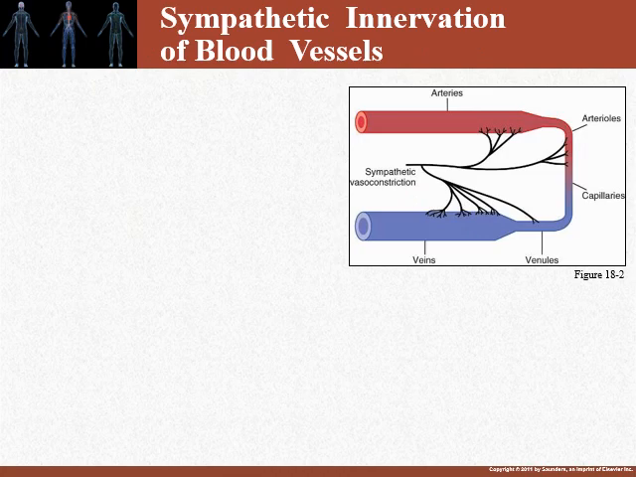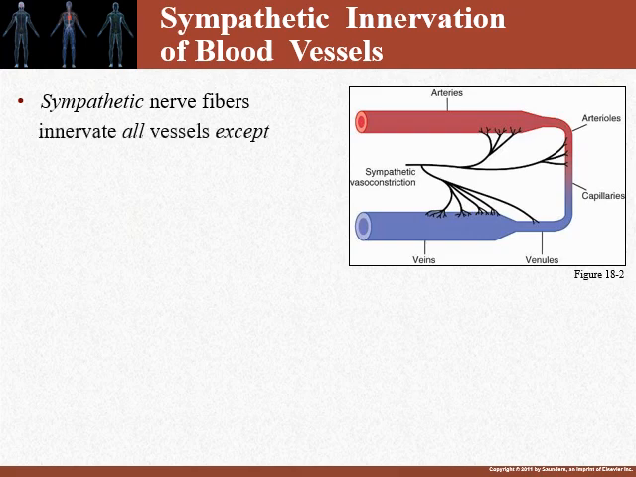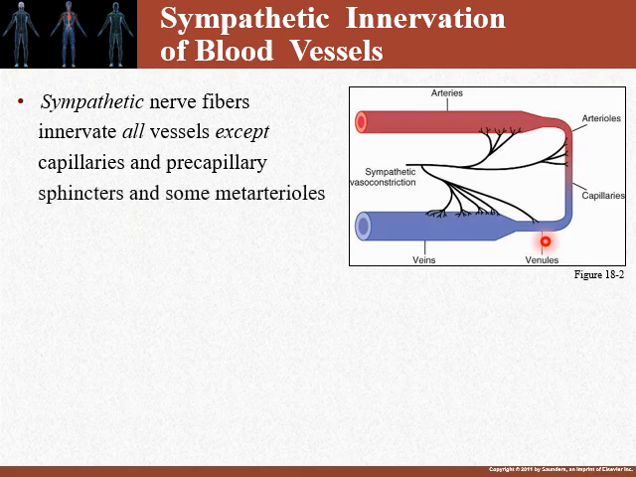So let's look at the distribution of sympathetic innervation. Sympathetic fibers, as we have seen, innervate all blood vessels. So the innervation is for arteries, veins, arterioles, venules, except, so the exception is for the capillaries and pre-capillary sphincters, and some of the metarterioles, which are not innervated by the sympathetic.